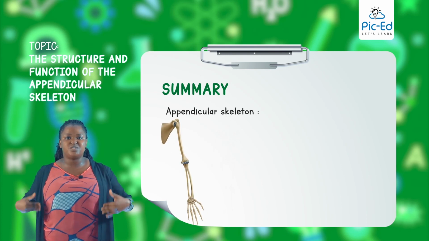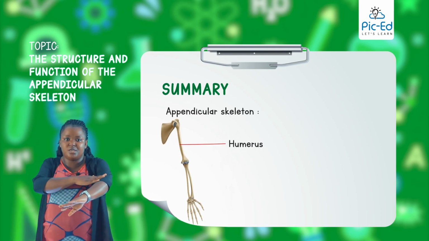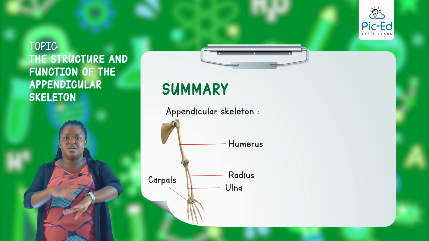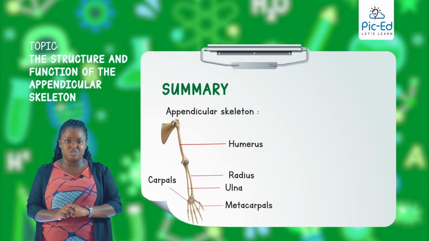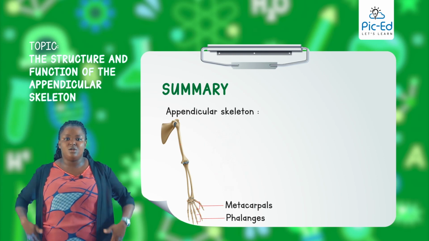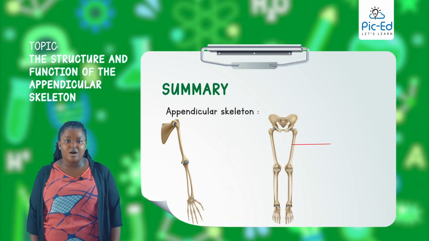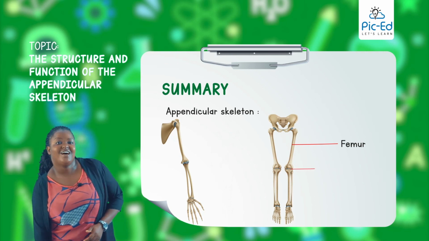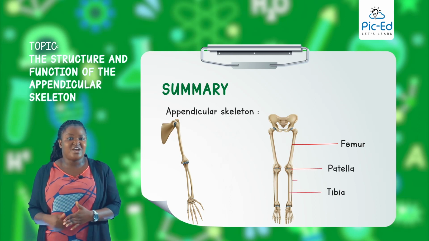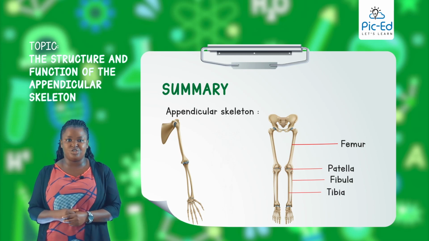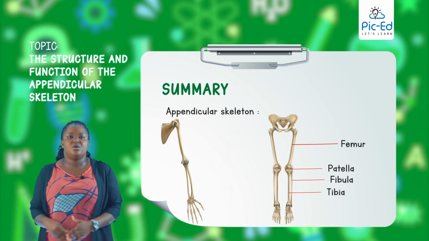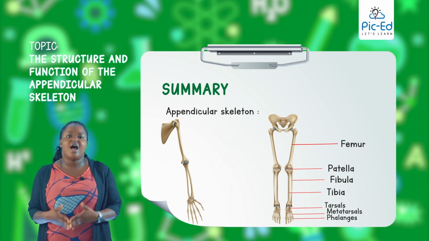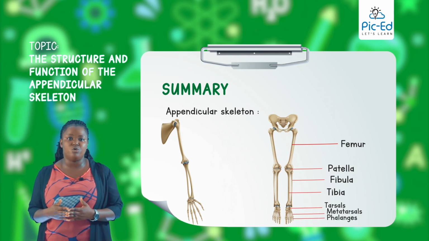The upper limbs are made up of the humerus bone, the ulna and the radius, the carpals, the metacarpals, and the phalanges, whereas the lower limb is made up of the femur, which is the longest bone in your body, the patella, the tibia and the fibula in your leg region, the ankle bones, which you call the tarsals, the metatarsals in the foot region, and the phalanges in the toe region.